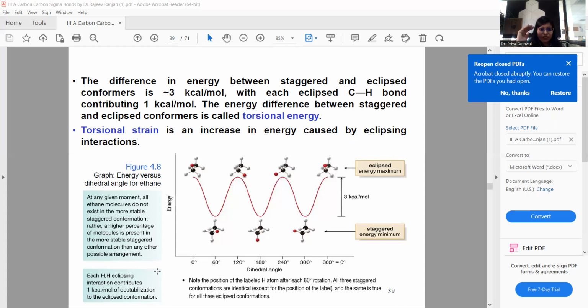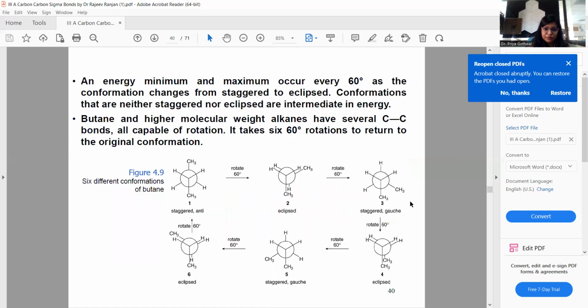Rather, a higher percentage of molecules is present in the more stable staggered conformation than any other possible arrangement. So we can say the staggered conformation has a lower, minimum energy, and eclipsed has a higher energy, which is known as maximum energy. The energy minimum and maximum occur every 60 degrees as the conformations change from staggered to eclipsed. Conformations that are neither staggered nor eclipsed are intermediate in energy.